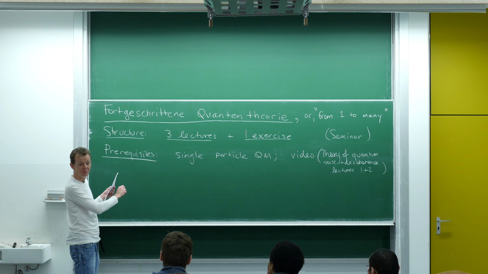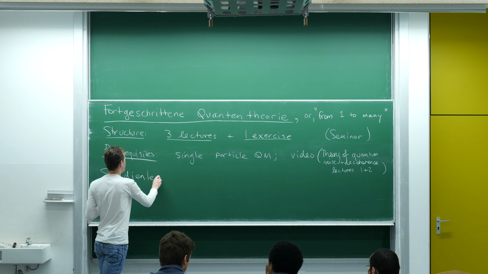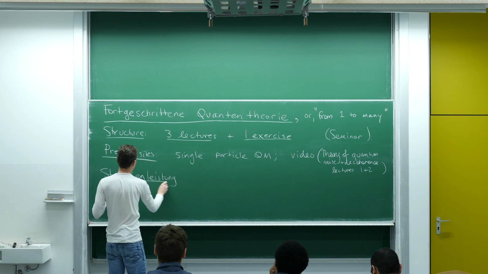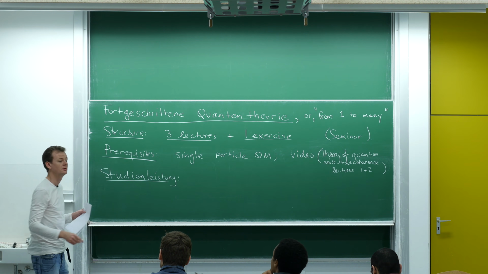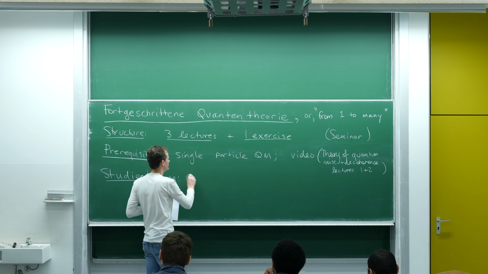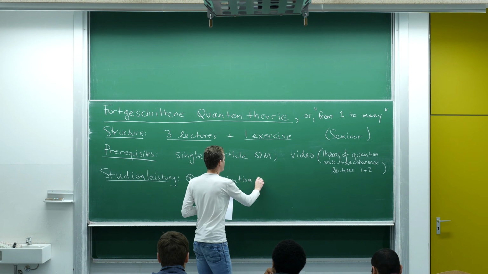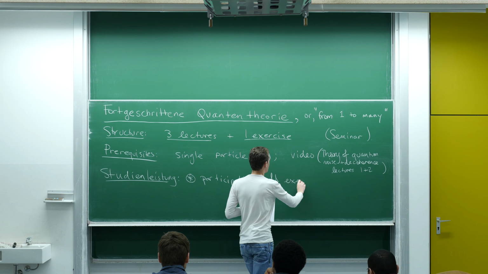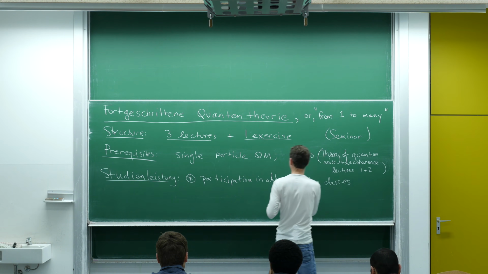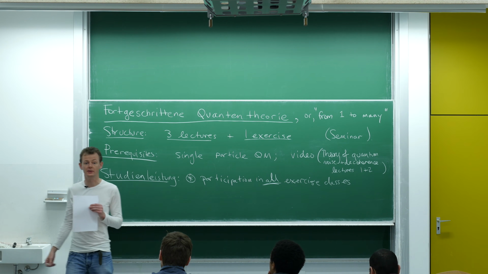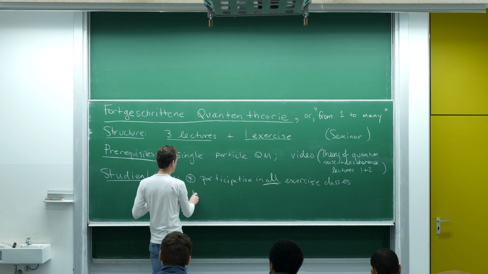Now for the actual things that are important for this course, for you guys. The first is the Studienleistung. How do you get it? So you get the Studienleistung if you participate in the exercise classes. It's important that you participate in all exercise classes. If you cannot make it, please contact me. And you will have to hand in all assignments.